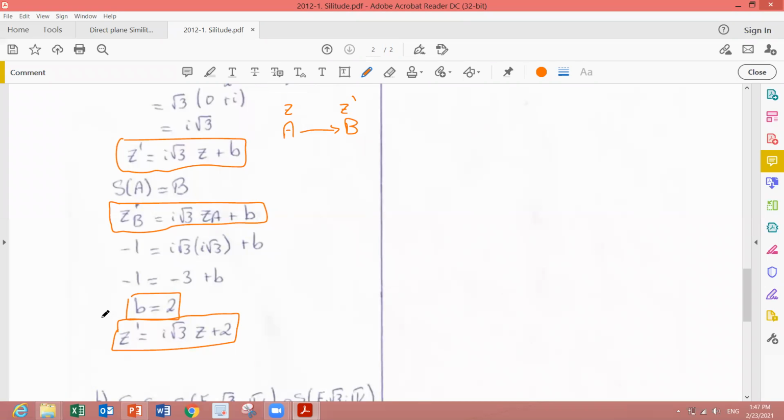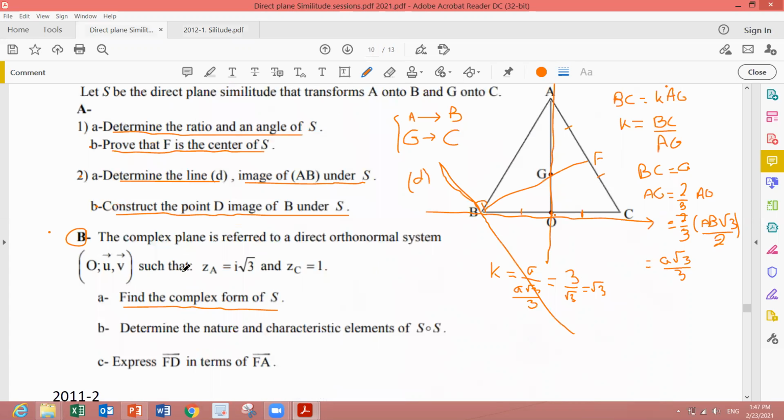Okay, did you finish? Okay, determine the nature of S round S. What is the nature of S round S? Similitude. It gives pi, meaning a negative dilation. Negative dilation of ratio how much? Radical 3.